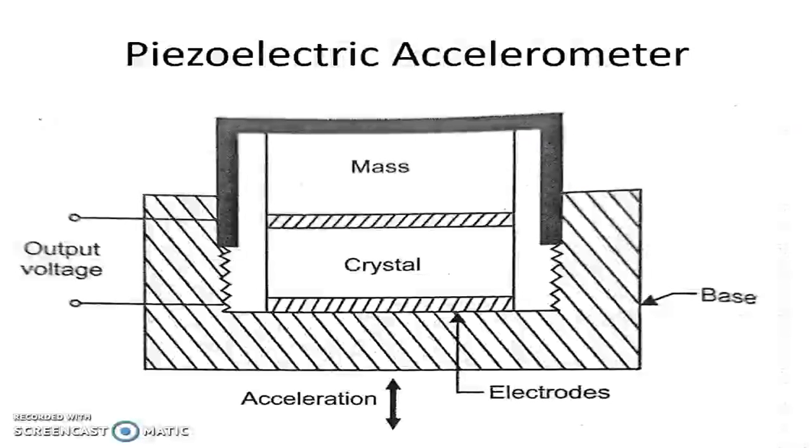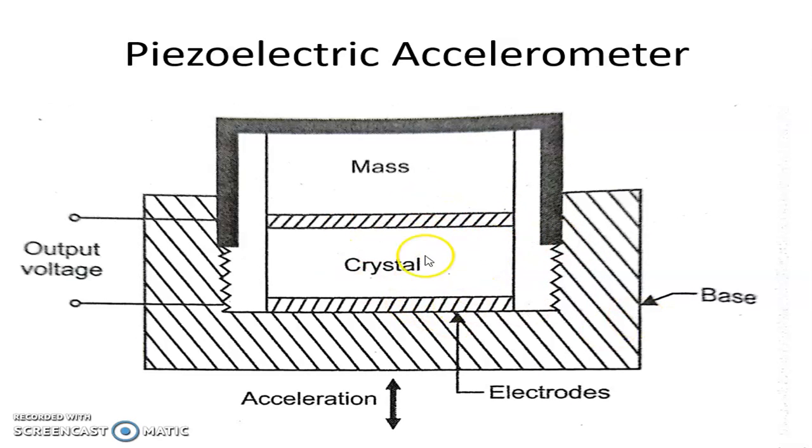Now we are going to discuss two types of accelerometers which are used for the measurement of acceleration. One is the piezoelectric type and another is the seismic type. Let us first discuss the piezoelectric accelerometer. The piezoelectric accelerometer is the simplest and most commonly used accelerometer for the measurement of acceleration. Let us see its construction and working.